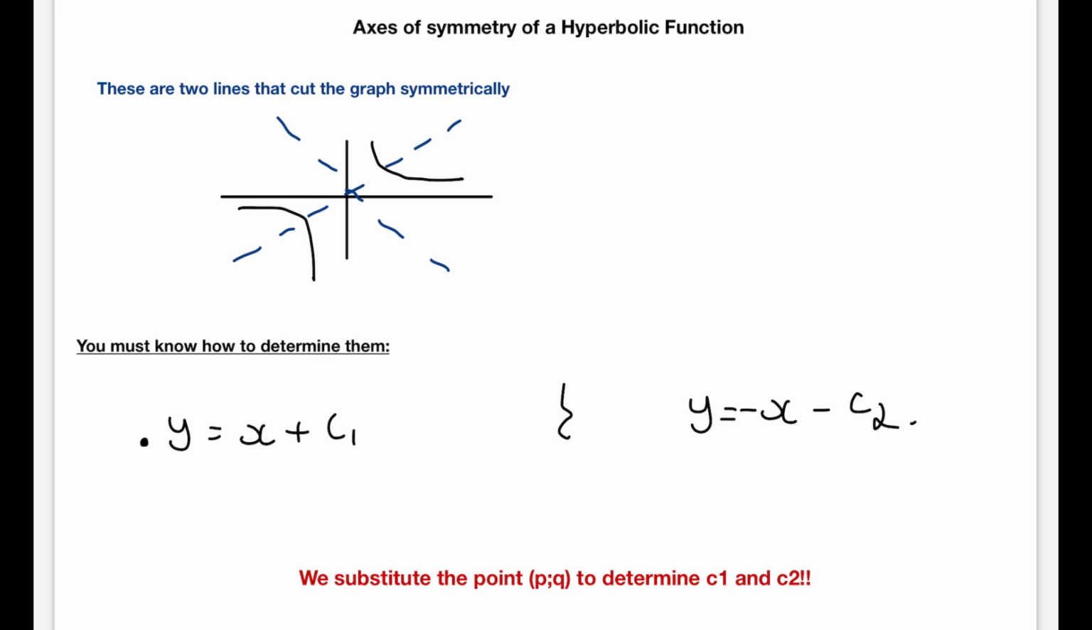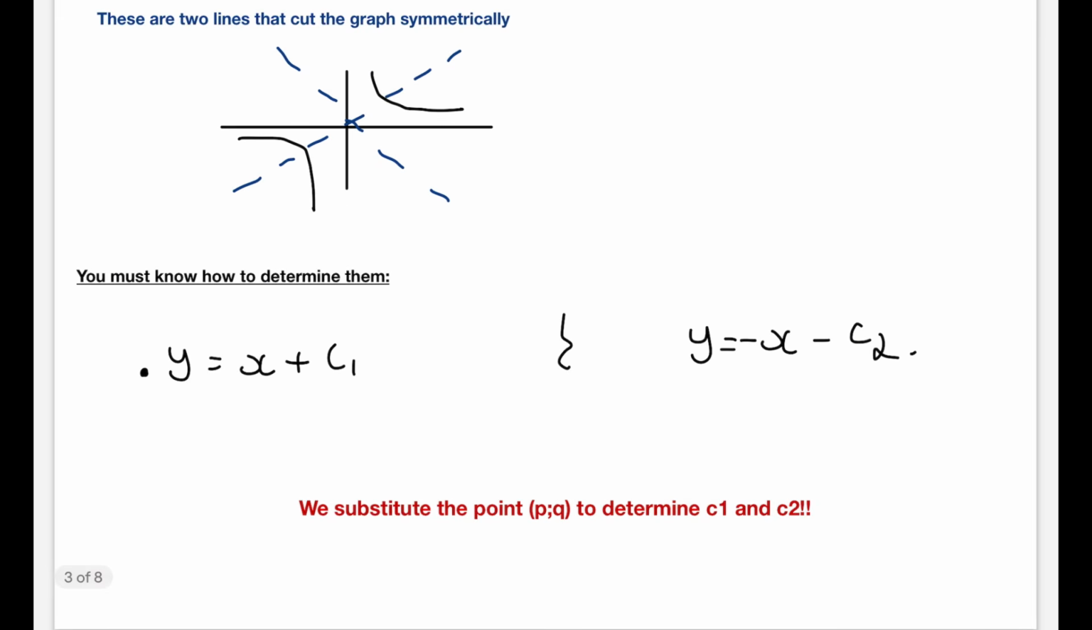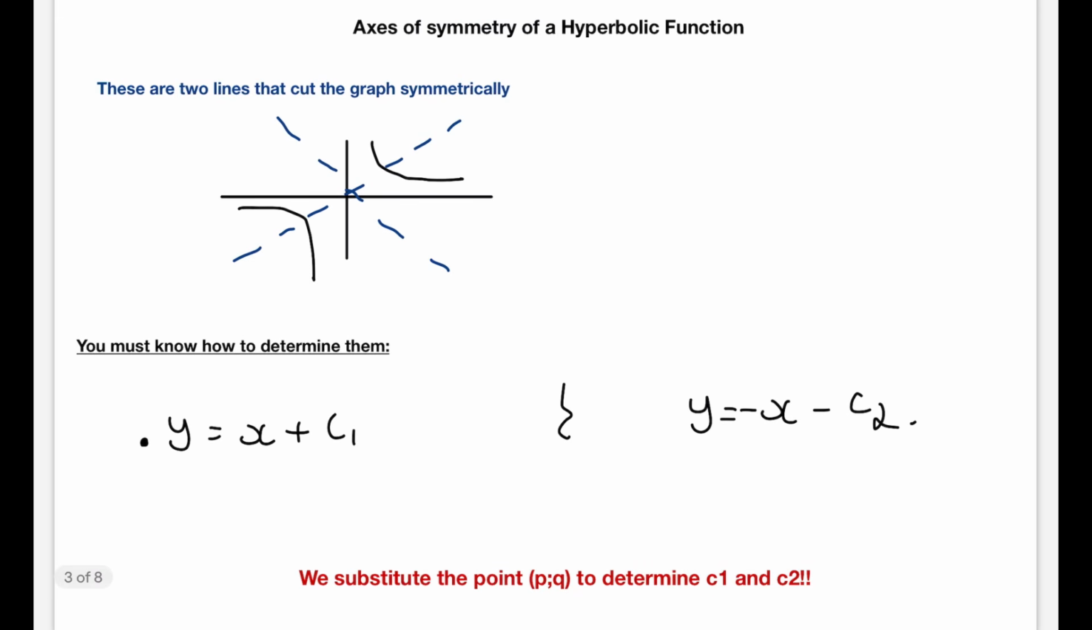We call those two lines the axes of symmetry, and you need to know how to determine them. To determine the axes of symmetry is actually quite straightforward. There's two of them in every hyperbola. One of them is y is equal to x plus c1 with a positive gradient of 1. The other one is y is equal to negative x minus c2 with a negative gradient of minus 1. And how do we determine c1 and c2? We substitute the point (p, q) in order to determine c1 and c2. And we'll see that in an example.